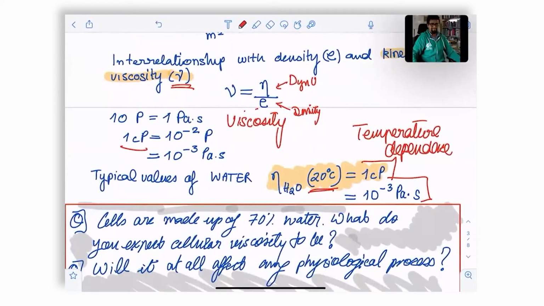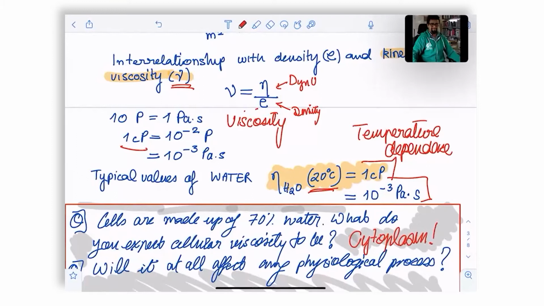But the question is, cells are made up of 70% water. What do we then expect the cellular viscosity to be? In other words, the cytoplasm, what is the viscosity of the cytoplasm?